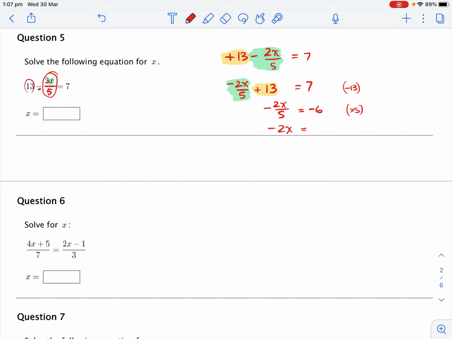I get negative 2x equals negative 30. And then finally, I'm going to divide both sides by negative 2. And we've done this in class by writing it as a fraction, so let's do that. They cancel out. We get x, and negative 30 divided by negative 2 is positive 15.